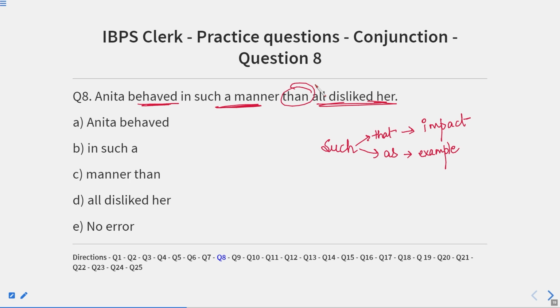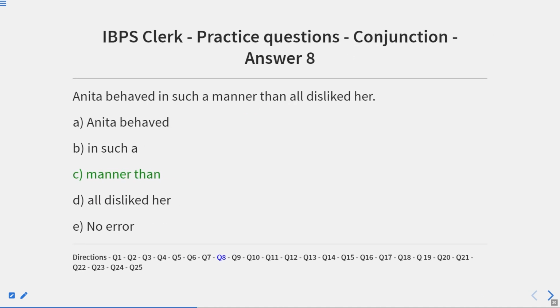So this then is incorrect over here. We have to show the impact. We don't have to compare over here. This then is to compare. But here we are just showing the impact. So this then should be replaced with that. Therefore, the error is in part C where this then should be replaced with that. And the correct sentence will be Anita behaved in such a manner that all disliked her. So this will be the correct sentence.